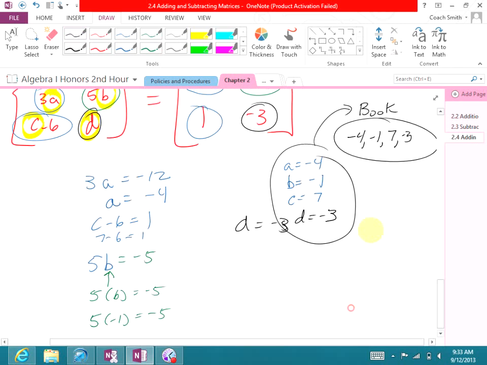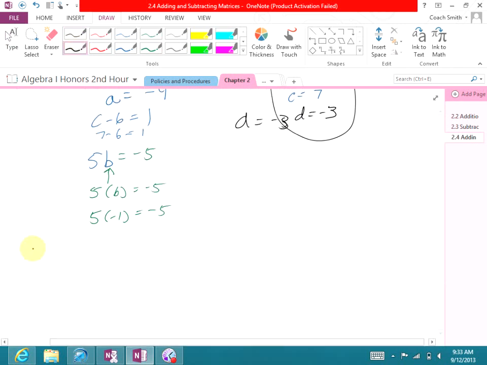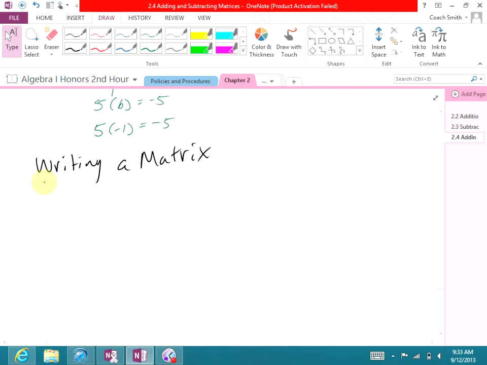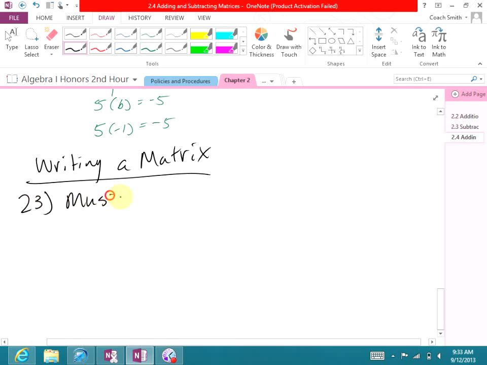Now, let's talk about the actual writing. The writing of a matrix. How do we write a matrix? Look at number 23. Number 23 says a music store inventory. A music store inventory is 52 sell price titles.